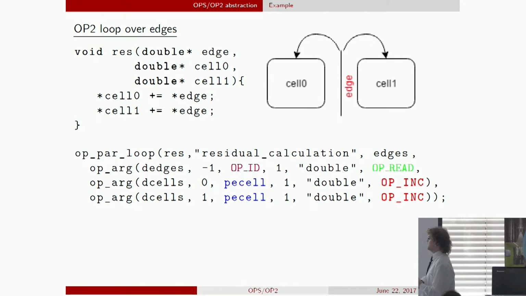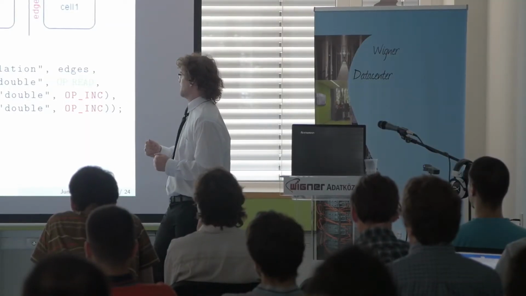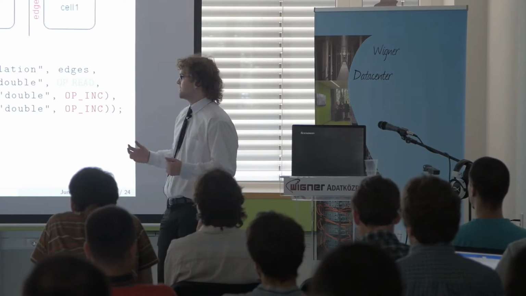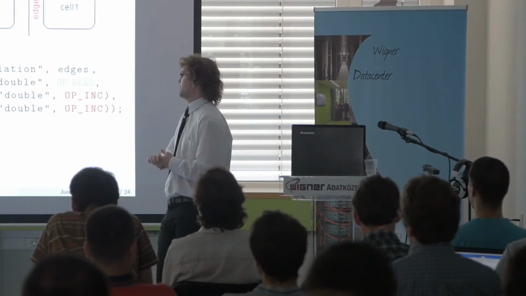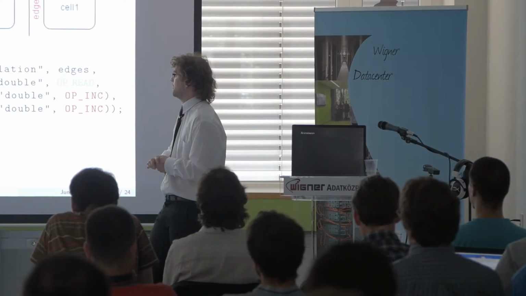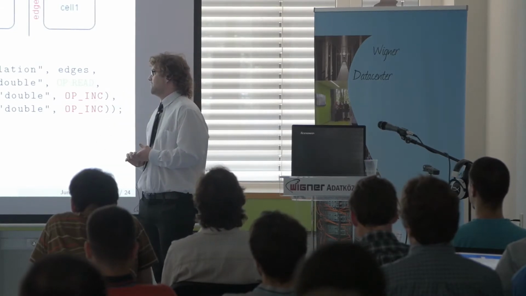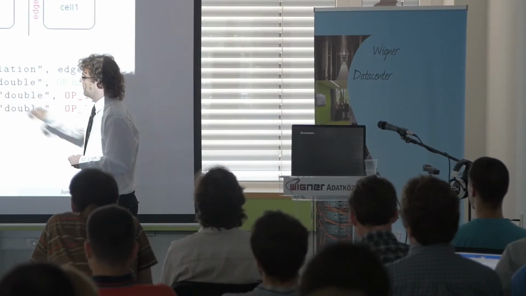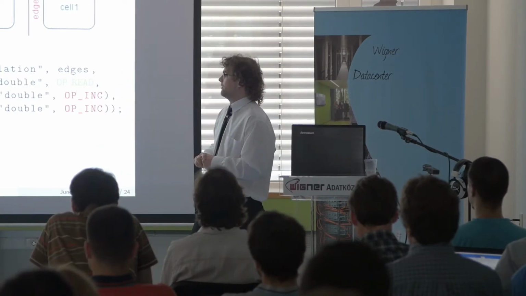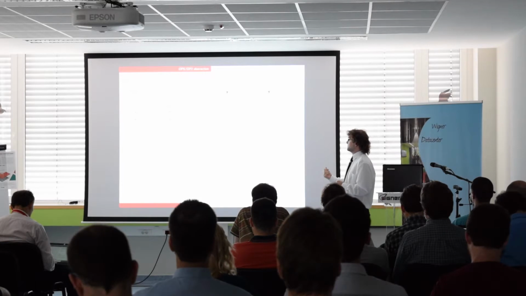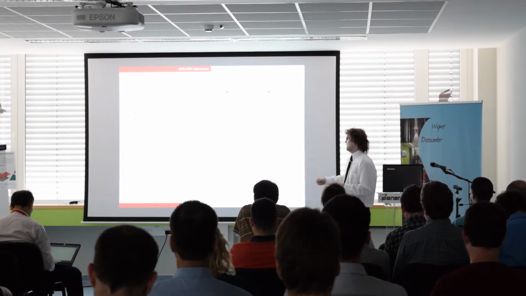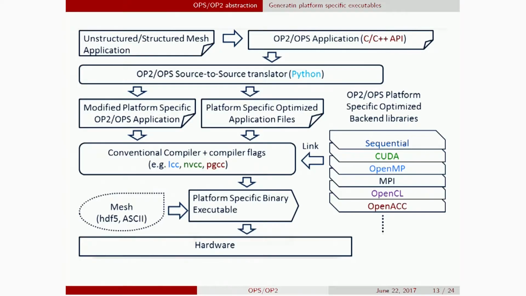Then we give the description of the loop, which basically tells that here is the implementation, the name of the kernel. It iterates through the edges, and all the parameters for this operation. We access directly the edge data, and we only read it. And through the PE cell mapping, we access the cell data with offset 0 and offset 1, and we increment both of them.